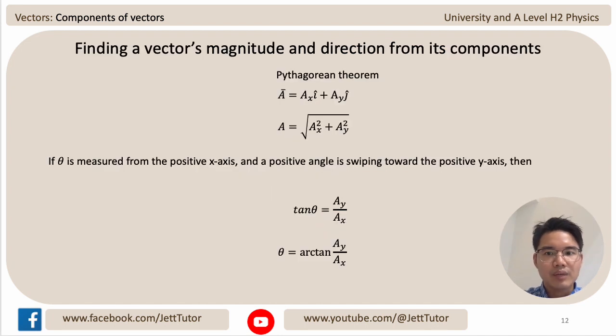Finding a vector's magnitude and direction from its components: using the Pythagorean theorem in order to find the magnitude of vector A, and then to find the direction of vector A, we can use trigonometry: tan theta equals ay over ax, so theta equals arctan of ay over ax.